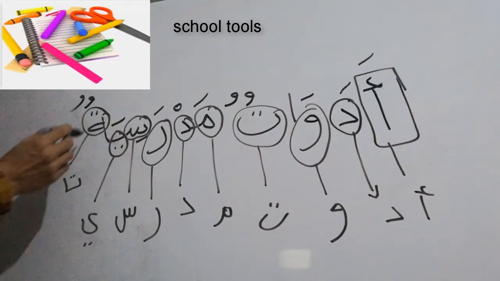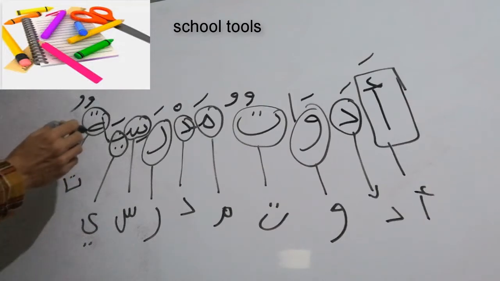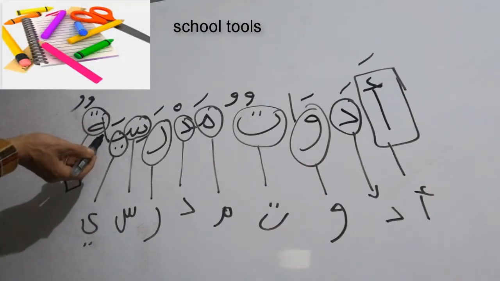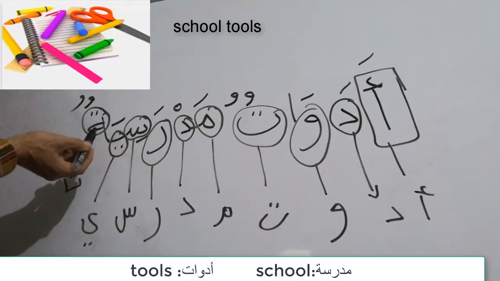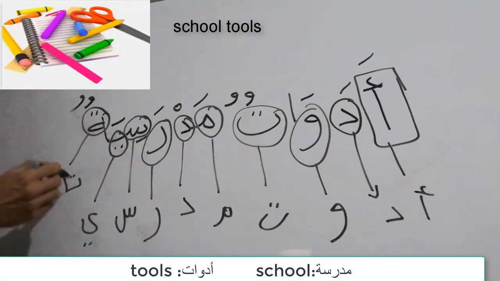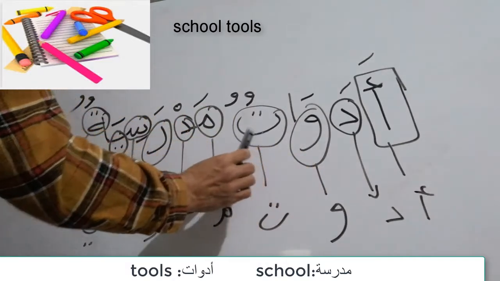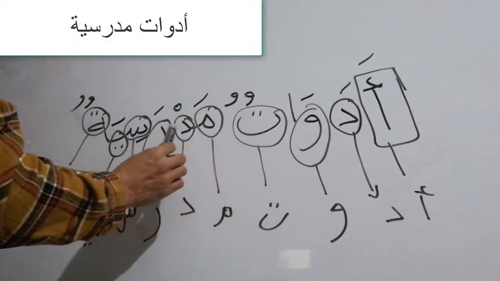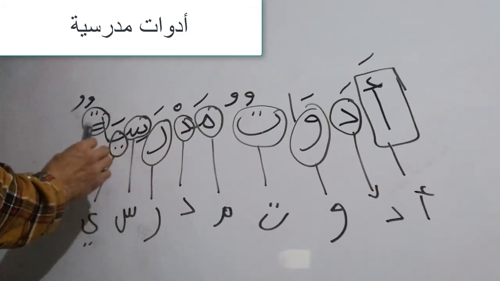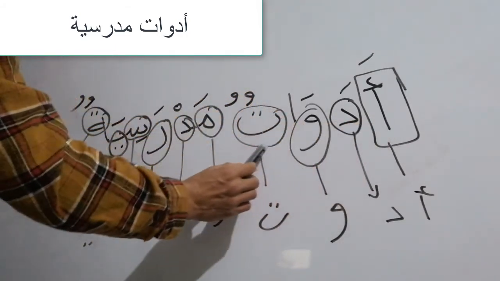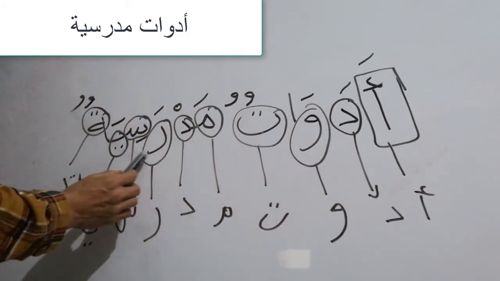Closed ta. This is closed ta because it is at the end of the word. The ta at the end of any word is written closed. This is opened ta. أدوات مدرسية.